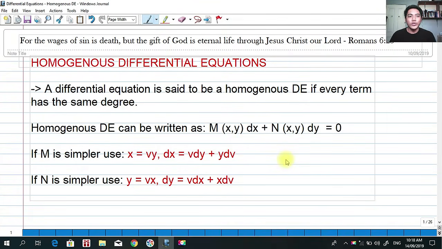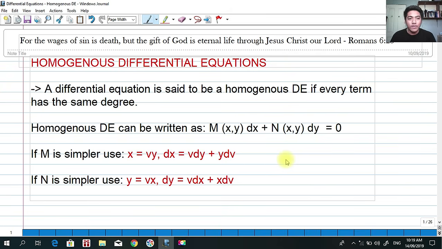Hi, so for today we're going to talk about homogeneous differential equations, or homogeneous DE, and we're going to solve some problems involving them. Let me first define what a homogeneous differential equation is. In its simplest terms, a differential equation is said to be a homogeneous DE if every term has the same degree.